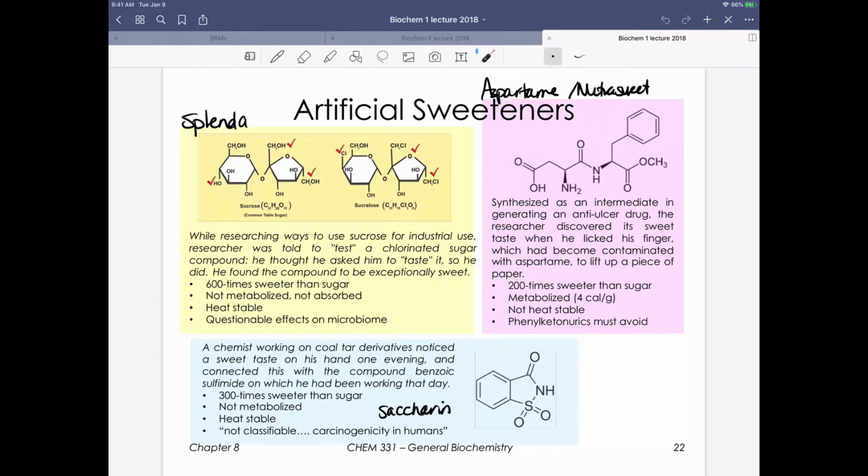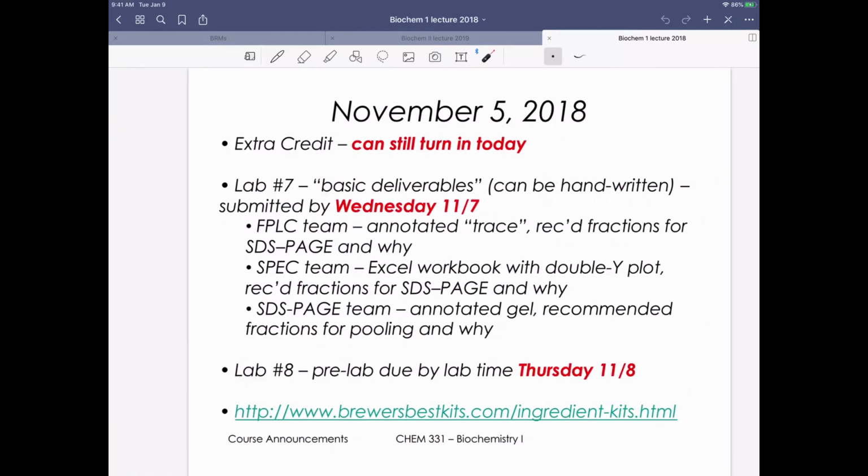Personally, I would avoid all 3 of these. I would not consider consuming anything. There's a lot of data out there that actually indicates that there's significant effect on your microbiome, that they potentially make you crave sweets more, and that they actually have a negative impact for people who are using those as a way to lose weight. They actually find that these individuals oftentimes gain more weight. So I would avoid any of these artificial sweeteners.